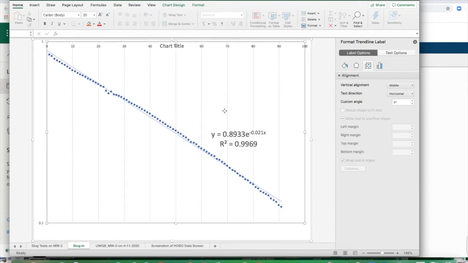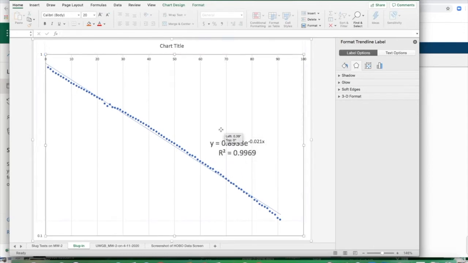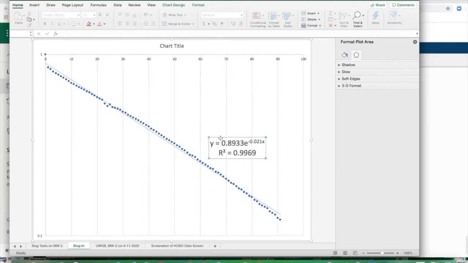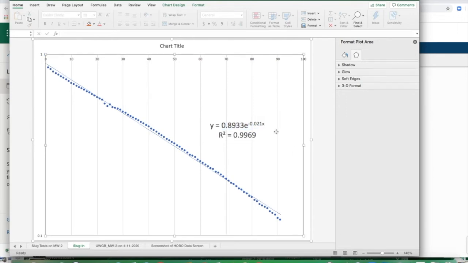When we do that, what we see is a really beautiful r squared value. This is a nice straight line set of data. And we have a really easy to deal with equation like we did last time.